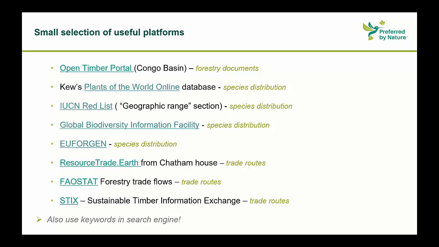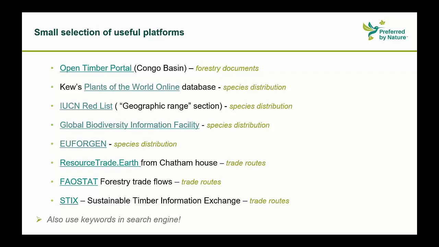The OTP, Open Timber Portal, is more centered around the Congo Basin countries and can help you access forestry documents directly. Species distribution can be consulted in the IUCN Red List, but also other websites such as Kew's Plants of the World Online, the Global Biodiversity Information Facility, or Global Tree Search. But those are just a selection. There are many more. For species distribution, sometimes it's easier to just plug the species name into a search engine, write distribution, and go to the image search, and you will see maps of species distribution popping up. So you can even, in one site, see different maps from different sources and have a good view of this species distribution.